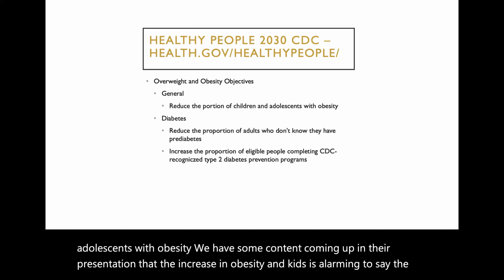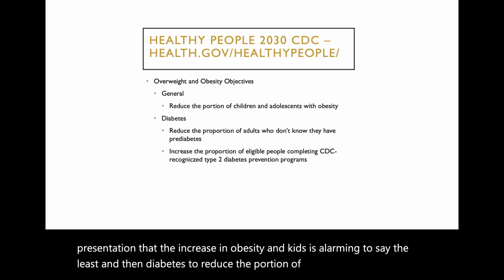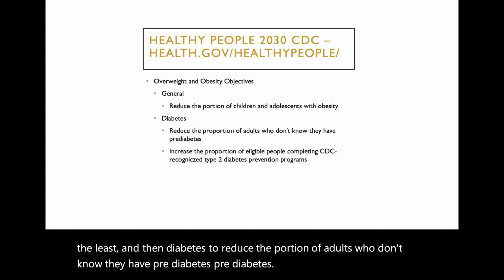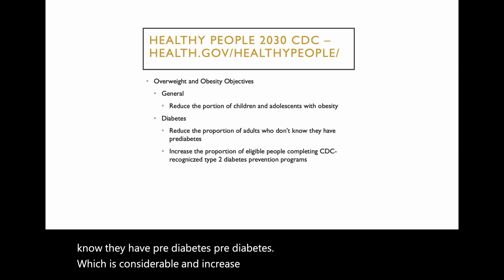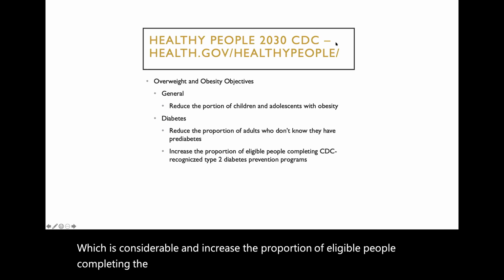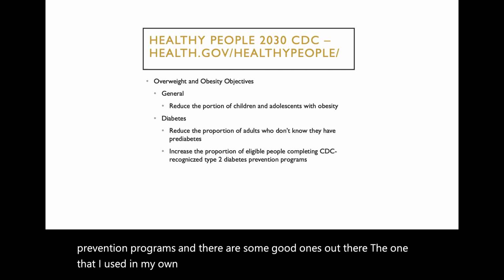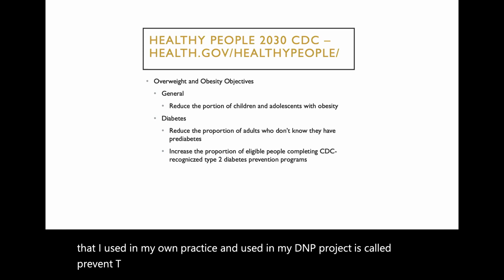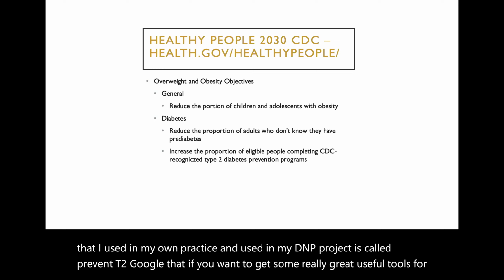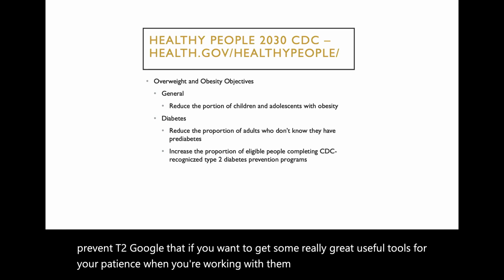And then diabetes, to reduce the portion of adults who don't know they have prediabetes, which is considerable, and increase the proportion of eligible people completing the CDC recognized type 2 diabetes prevention programs. And there are some good ones out there. The one that I use in my own practice and used in my DMP project is called Prevent T2. Google that if you want to get some really great, useful tools for your patients when you're working with them and helping them attain a healthier weight.